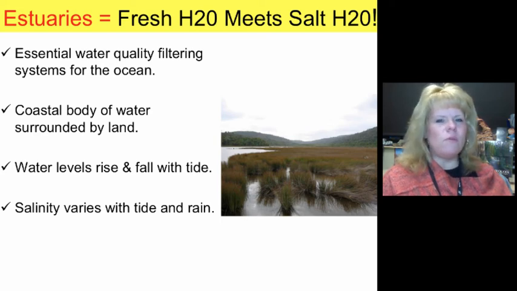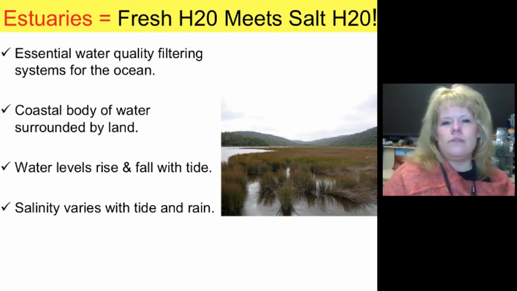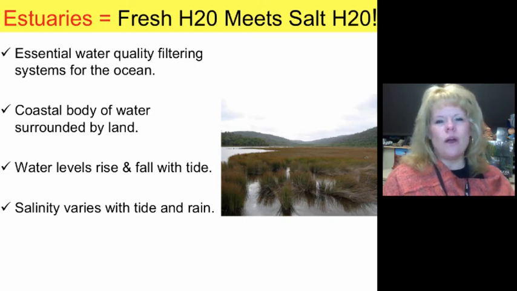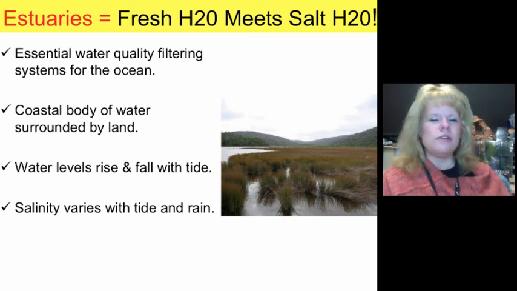So they are a form of wetlands, by the way. There's like half a dozen to a dozen different types of wetlands. So why are estuaries so important? They are just like wetlands in the fact that they filter out systems for that water coming off of the continent or island feeding into the ocean. And they also serve as a breeding ground.